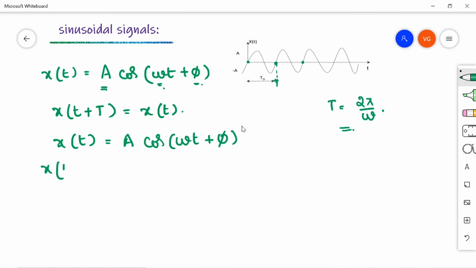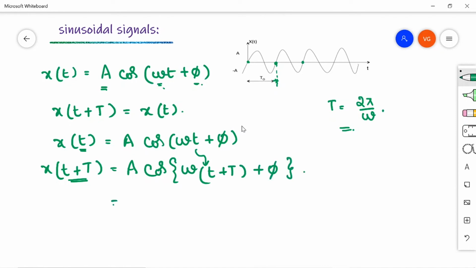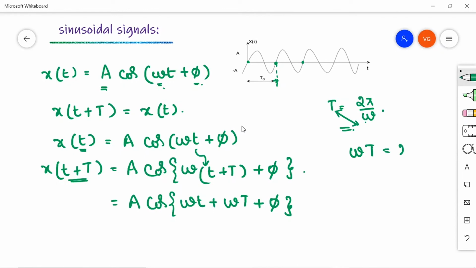Let us write x of t plus capital T. That is, wherever t is there, I am replacing it with t plus capital T. So this will become omega, in place of t, I am writing t plus capital T, plus phi. Then A cos of, I am just multiplying, omega t plus omega capital T plus phi. So from here, what is omega capital T? If you cross multiply this, omega capital T is nothing but 2 pi. So you will get A cos of 2 pi plus omega t plus phi.